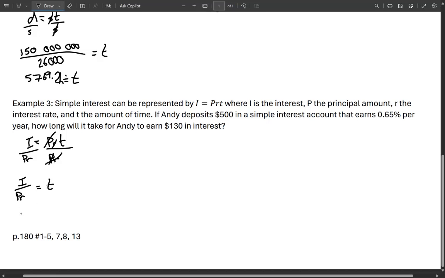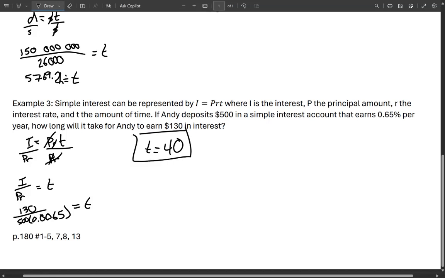So I want to earn 130 in interest. The principal amount is 500 times 0.65. Oh, percent. My bad. I actually need to do 0.0065 here equals T. Then we need to solve for T. T equals 40.